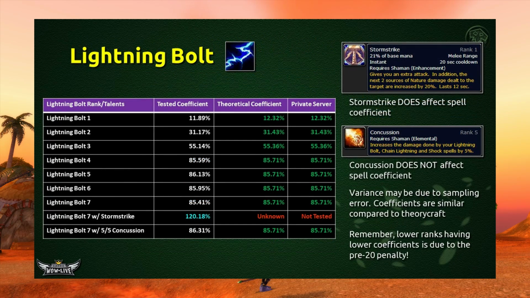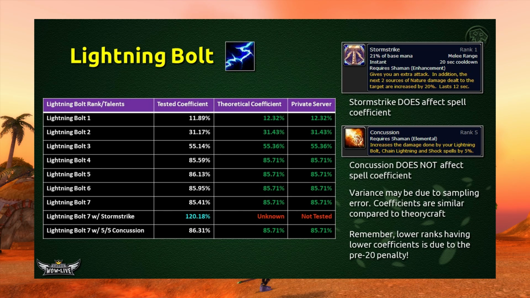Now let's move on to the nature spells. Lightning Bolt. Now, Lightning Bolt is a 3-second cast without talents, so we're supposed to get 85.71% of anything above level 20, and that's exactly what we get. We are within the margin of error. Private server, theoretical coefficient, Classic WoW beta, everything corroborates.